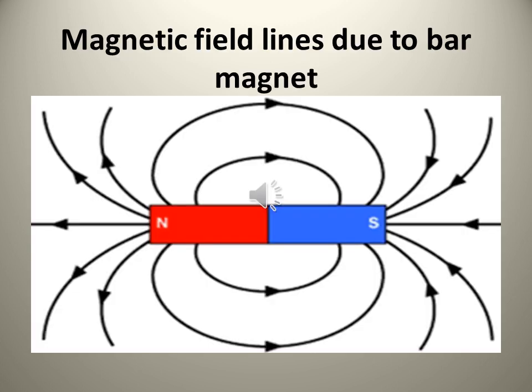In this diagram, you can see the magnetic field line due to a bar magnet. In the diagram, you can see the two poles of a magnet. One is north and another one is south. Magnetic lines originate from the north pole and go towards the south pole of the magnet.